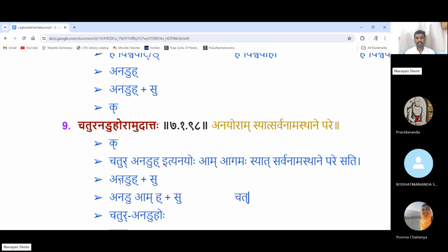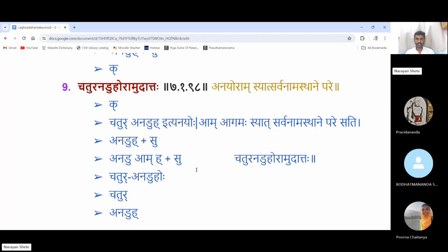Sutra is chaturanaduho rāmudāttah. By this sutra, what will happen? This am agama will come. Anayoho am syat. Anayoho kayoho chatur anaduha iti anayoho dvayoho shabdayoho am iti agamah syat sarvanamasthane pratyaya pare sati. So what is sarvanamasthana? Su is sarvanamasthana. So here the conditions were fulfilled, and that's how am came.